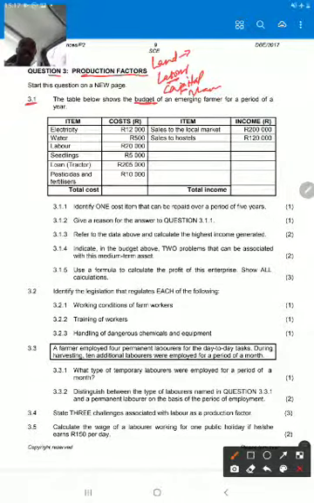But this one is a budget of an emerging farmer, that is a farmer who's just started, who's new, for a period of a year. Okay, we can see that there are costs. So cost is also expenditure. All right, there's income, which is made by sales. So you need to sell something before you can make income.